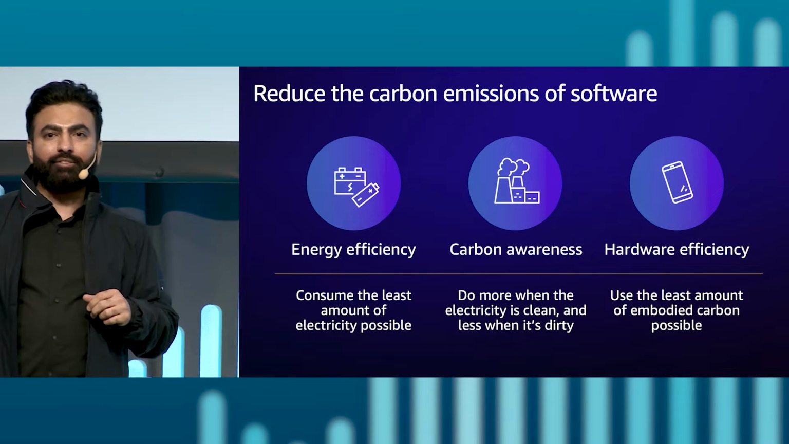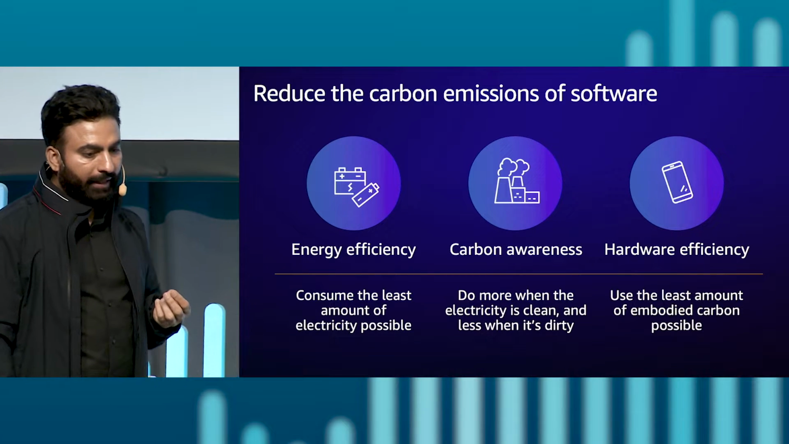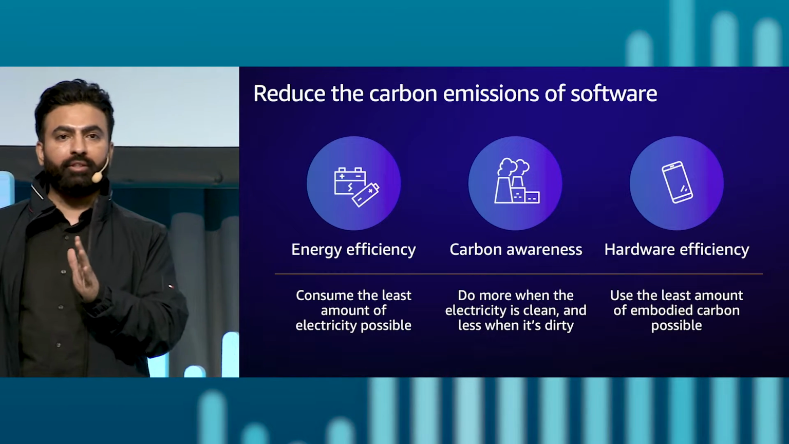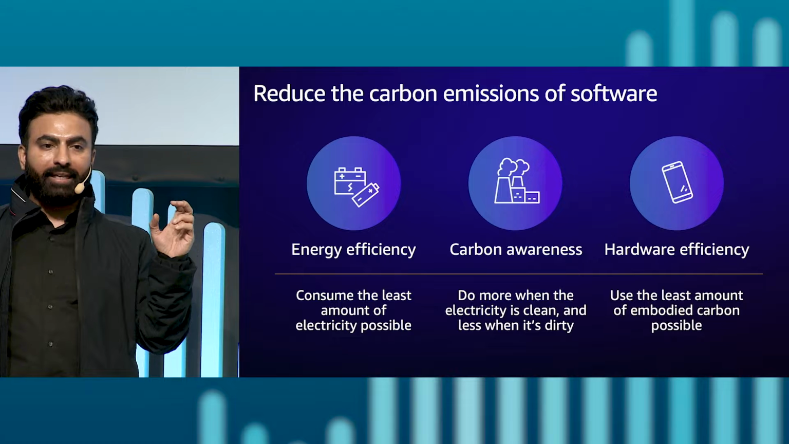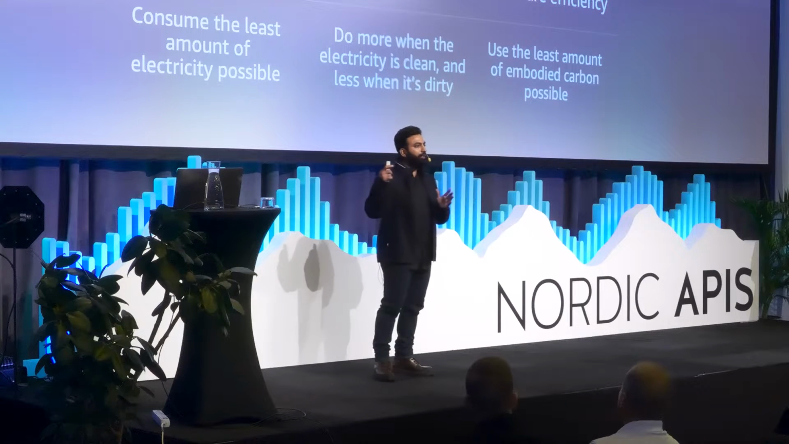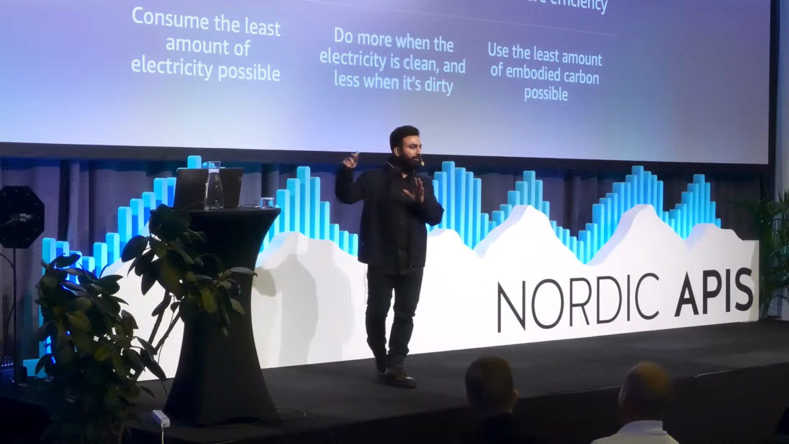Energy efficiency means we use the least amount of energy to solve a problem, to run the software. Very simple. Carbon awareness means we run bigger workloads, or do a lot of work, when energy is cleaner as compared to when energy is a little bit dirty. What does it mean? Let's say you have a lesser load during the night, so you would do a lot of processing during the night, rather than doing everything during the daytime when you have a lot of requests coming in and your energy prices are higher, and you're probably using more fossil fuel-based energy as compared to green energy. So you have to understand that part.